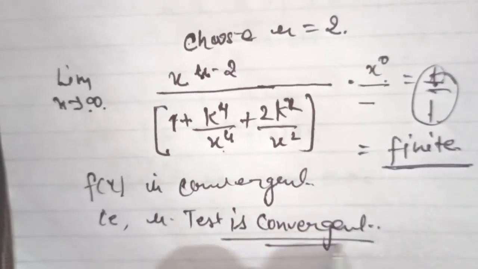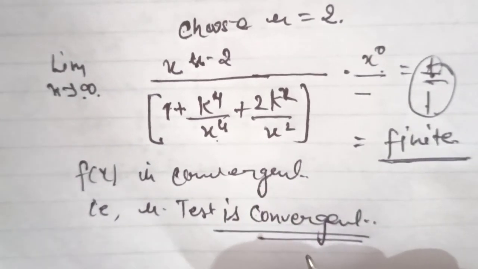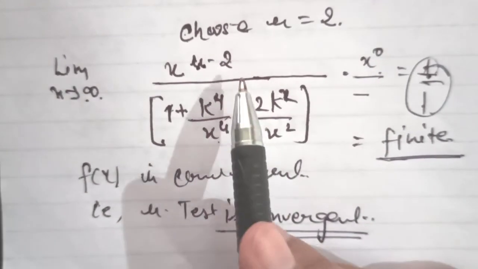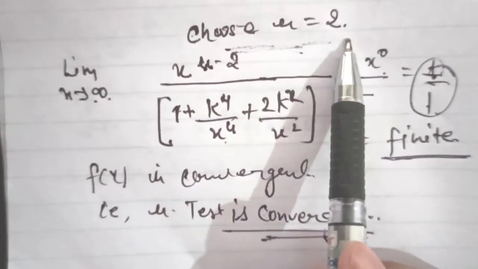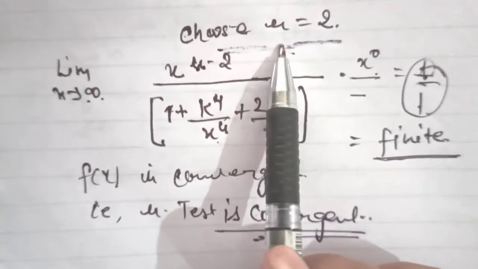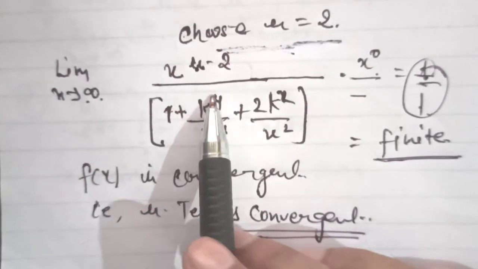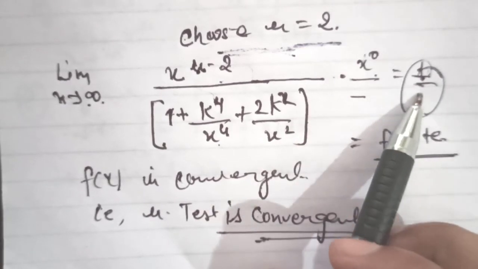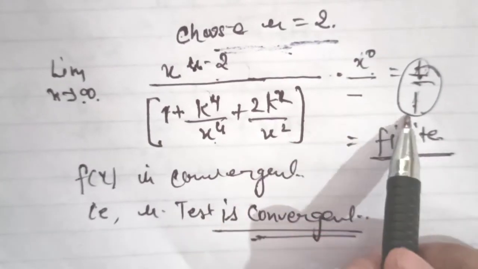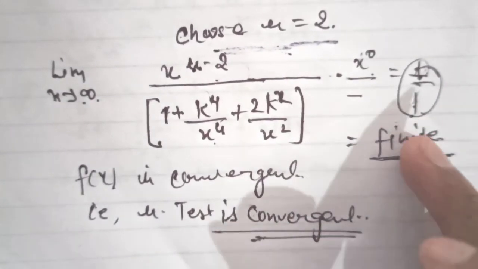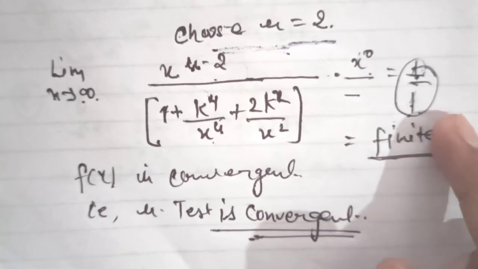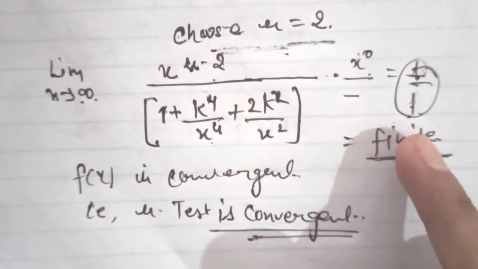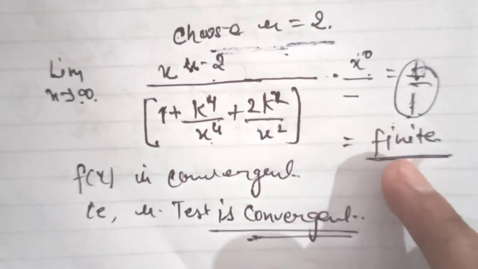So in this video you can understand how to say whether a function is convergent or divergent when you apply this test, and you have to choose mu according to your question. When the limit is finite, you get a particular number and the function is convergent. If it is not convergent, then the limit becomes plus infinity or minus infinity, and then you can say the function is divergent.